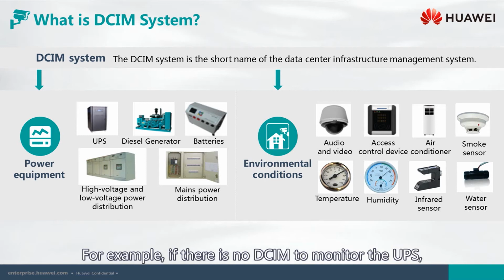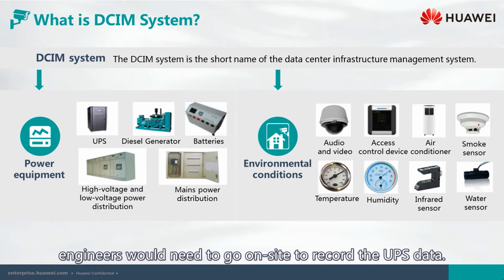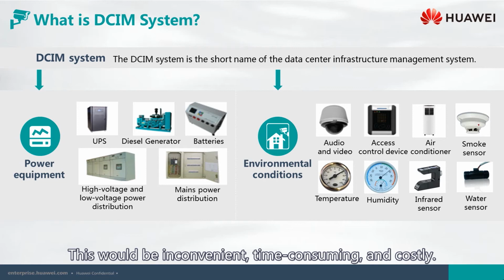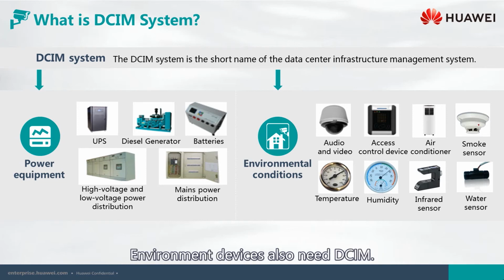For example, if there is no DCIM to monitor the UPS, engineers would need to go on site to record the UPS data. This would be inconvenient, time-consuming, and costly. Environment devices also need DCIM.